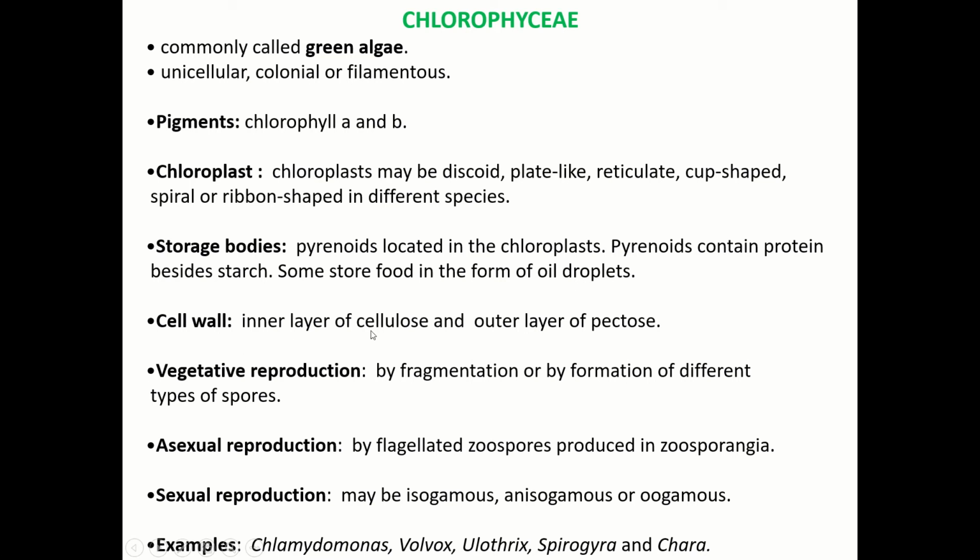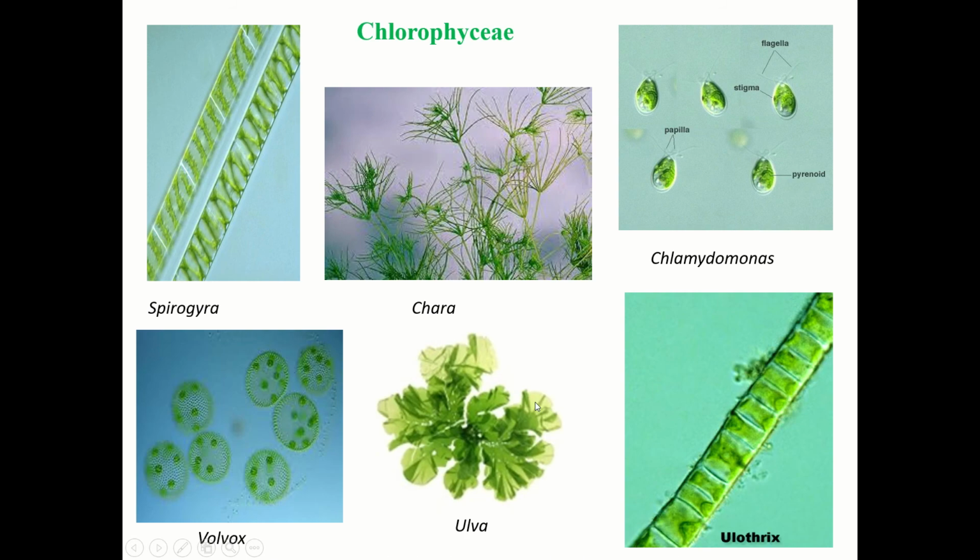Now the cell wall is made up of an inner layer of cellulose and an outer layer of pectose. Vegetative reproduction is by fragmentation or by formation of different types of spores. Asexual reproduction is by flagellated zoospores. Zoospores are motile and they are produced in zoosporangia. Sexual reproduction may be isogamous, anisogamous or oogamous. All three types I have explained in the previous video. Examples: Chlamydomonas, Volvox, Ulothrix, then Ulva, Chara.